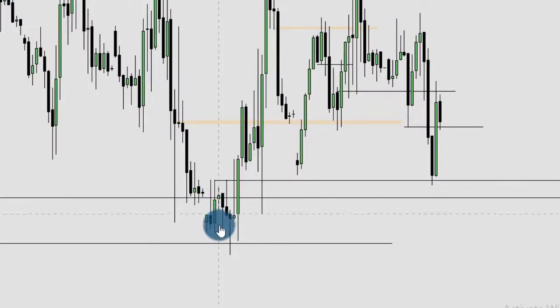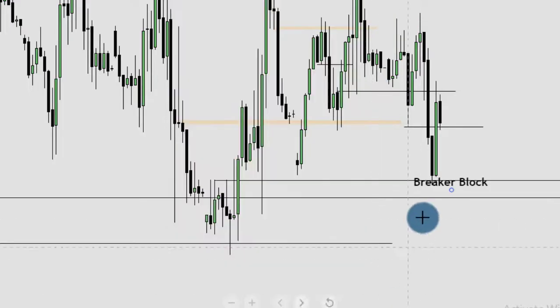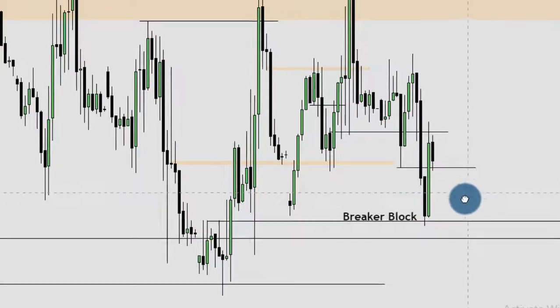Price made a high, then a lower low, and then broke structure with a change of character to the upside. Price has finally returned to retest that breaker block. Let me label it for your learning so that you see it's called the breaker block. Price has formed a bullish order block after trading into that breaker. You see that price found support on the breaker and has created a bullish order block.